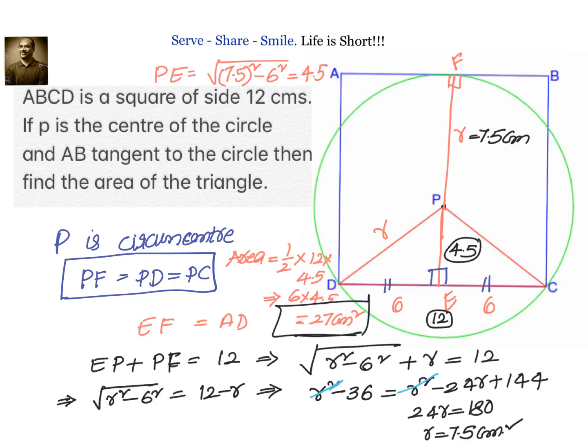That means AD should be equal to EF. But EF is EP plus PF. EP is coming from Pythagoras theorem and PF equals R, which should be equal to AD, that is the side of the square. Simplify that, we get R equals 7.5. Then the area becomes a formality: half into base into height, half into 12 into 4.5, you get 27 cm square.